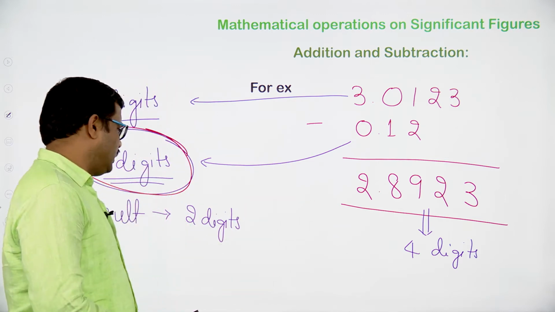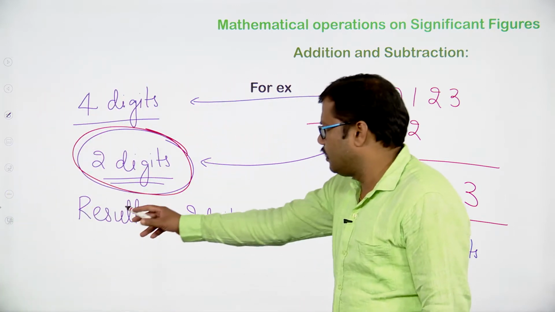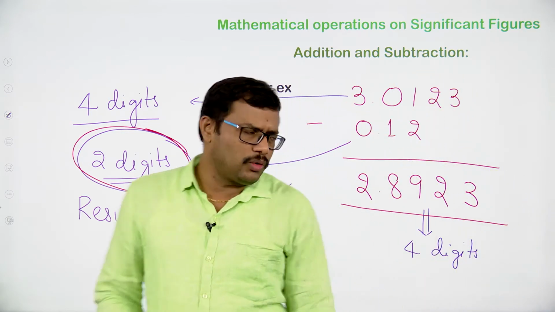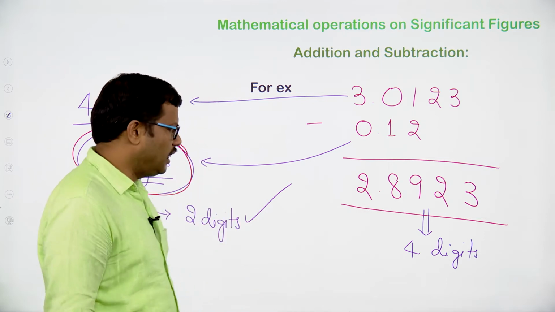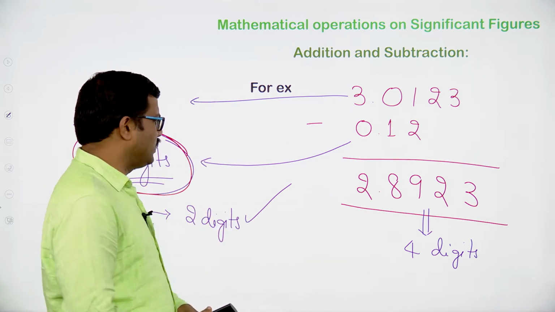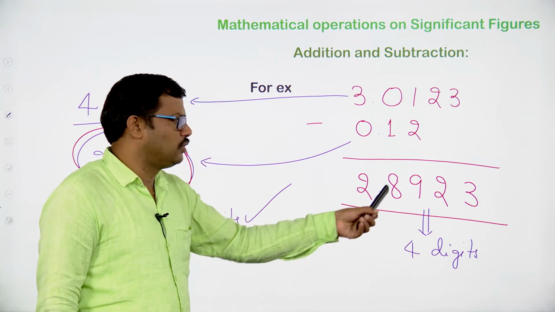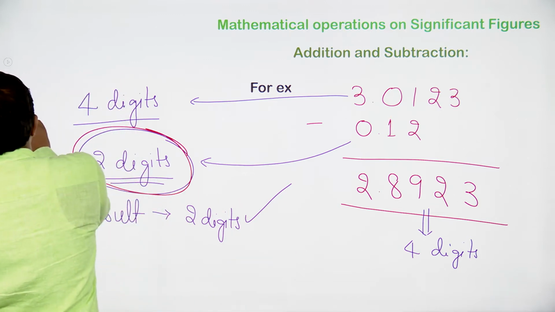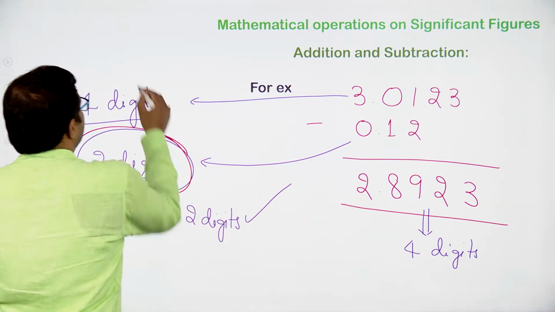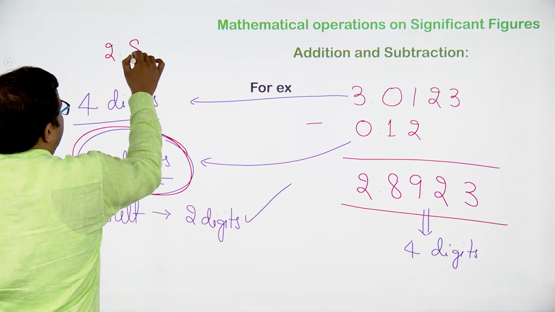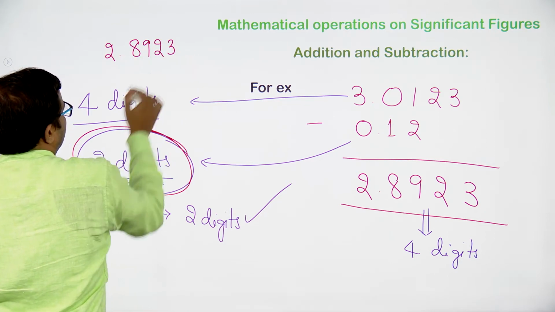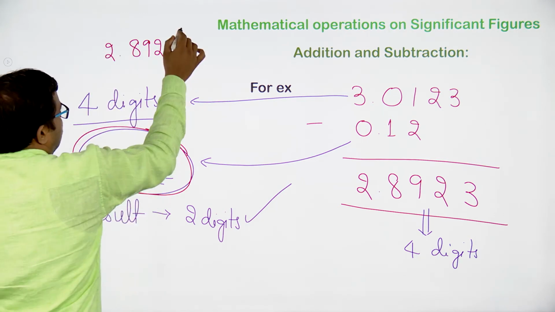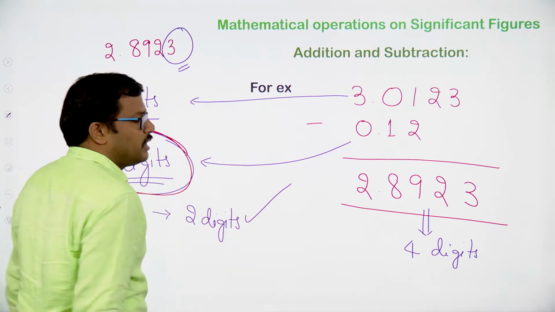But actually the result should contain how many digits? The result should contain only 2 digits after the decimal point. So therefore I have to round off the number. I should express the number after removing digits, so that 2 digits will remain after the decimal point. The number is 2.8923. I have to remove the last number, this number 3.